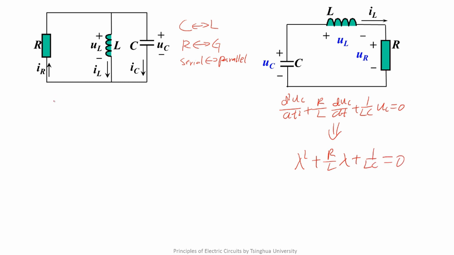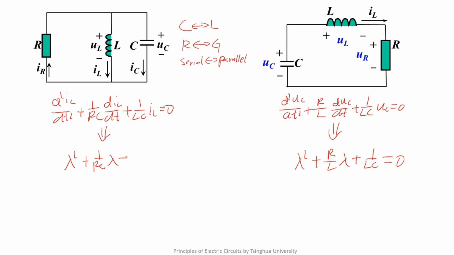For the RLC parallel circuit on the left, we took IL as variable, and its equation is d squared IL over dt squared plus 1 over RC times dIL over dt plus 1 over LC times IL equals 0. Its characteristic equation is lambda squared plus 1 over RC times lambda plus 1 over LC equals 0.